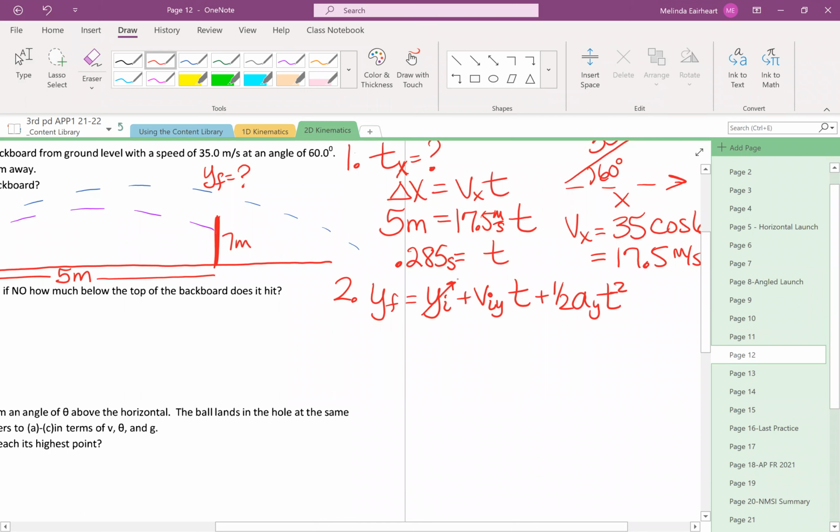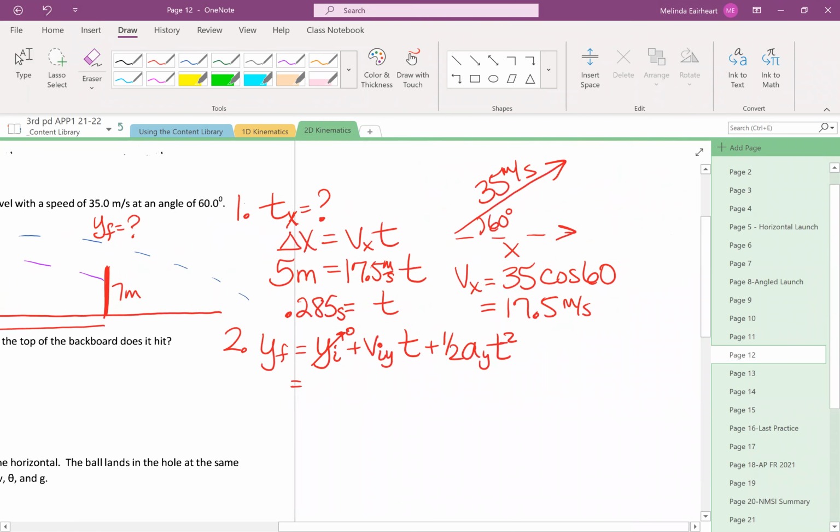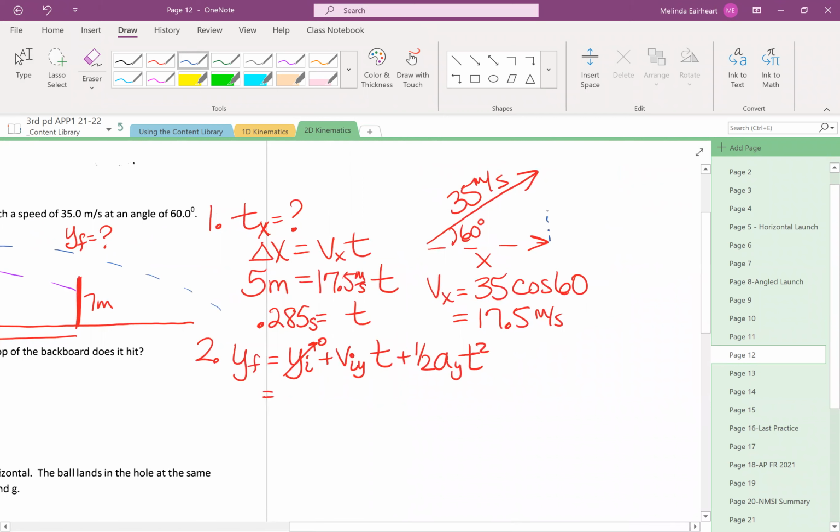Initially, we said it's going to start on the ground, so that would zero out. And the initial vertical velocity, oh, I haven't found that yet. So to find the vertical component of 35, we would do the sine, or you could use Pythagorean with the two sides you know. And so v_iy would be 35 times sine 60. What do we get for the vertical component? 30.31, and it's still meters per second.